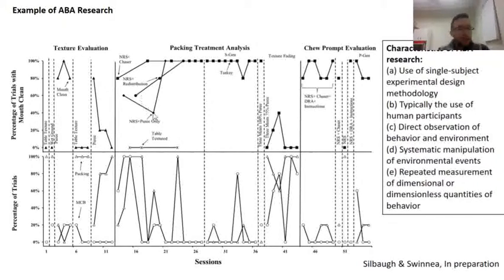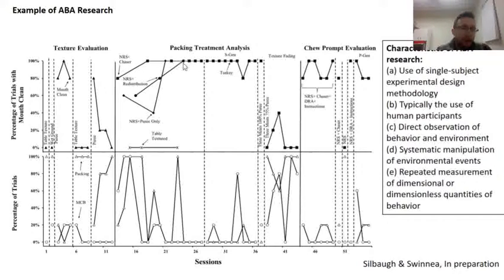Okay, so as you can see, NRS plus chaser increased percentage of trials with mouth clean higher, more quickly than the other conditions, NRS plus puree and NRS plus redistribution. And ultimately, each of those conditions produced 100% of trials with mouth clean in a session.